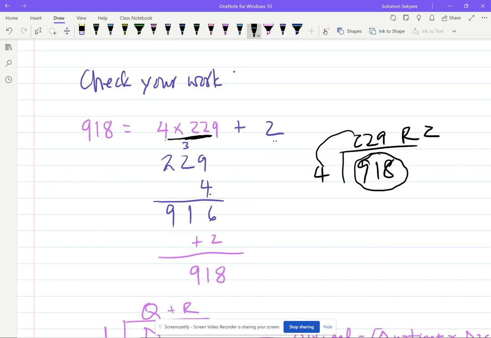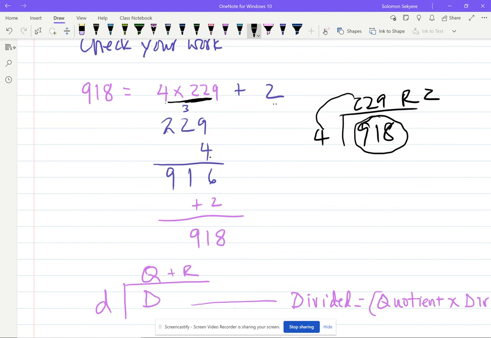Okay, we are checking our work. 229 times 4, which is 916. And then we have to add the remainder of 2. And then we get 918. So that is correct. Our work is correct.